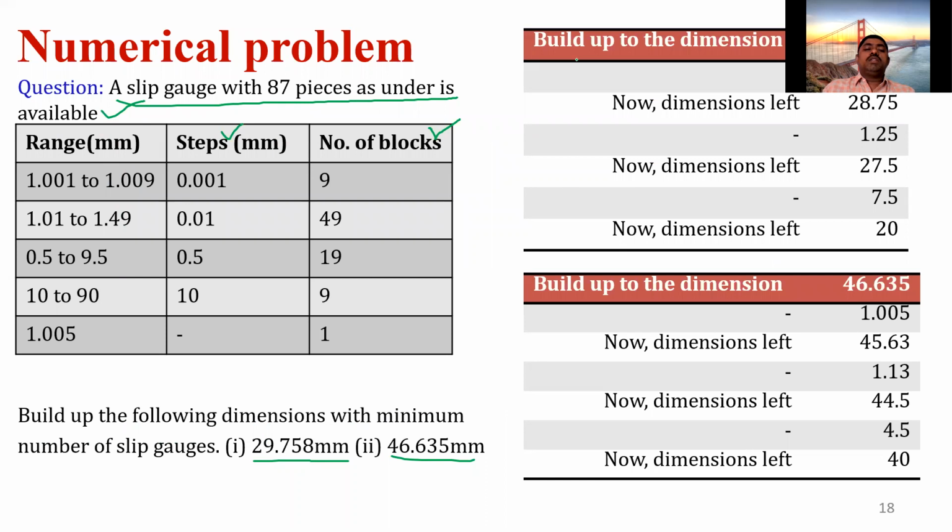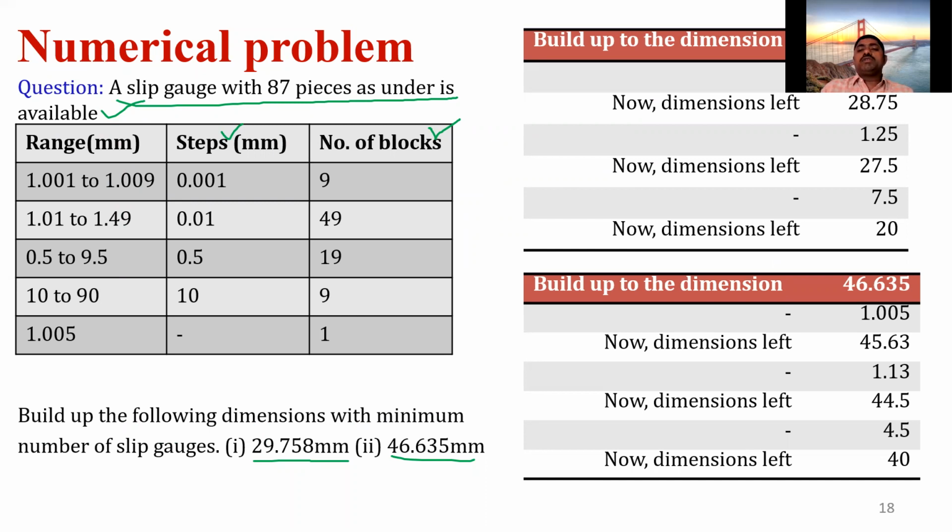So let us consider the first case, 29.758 mm, which we need to build using the minimum number of slip gauges. The condition is that we have to use the minimum number of slip gauges. Otherwise, the air gap will increase as the number of slip gauges increases, so the error also accumulates. In order to minimize that, we have to use the minimum number of slip gauges.